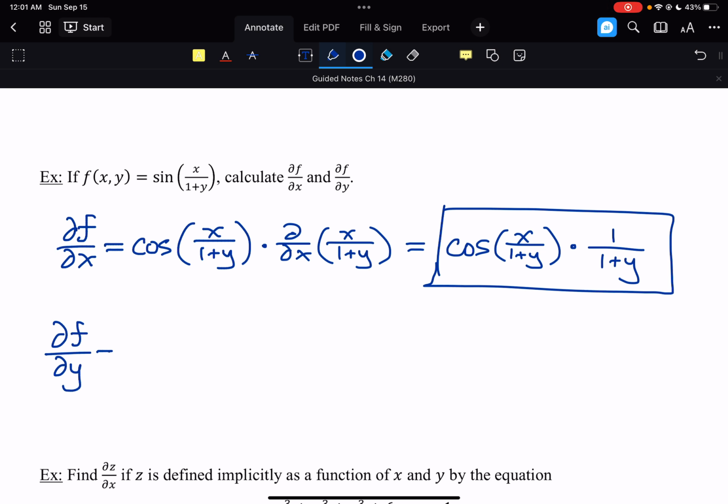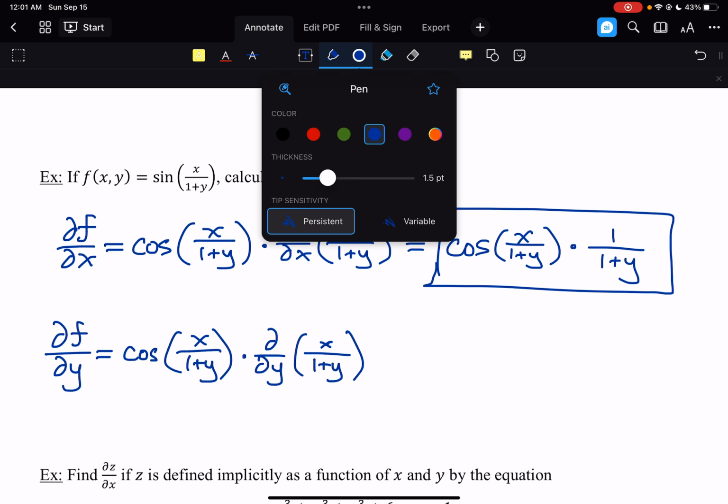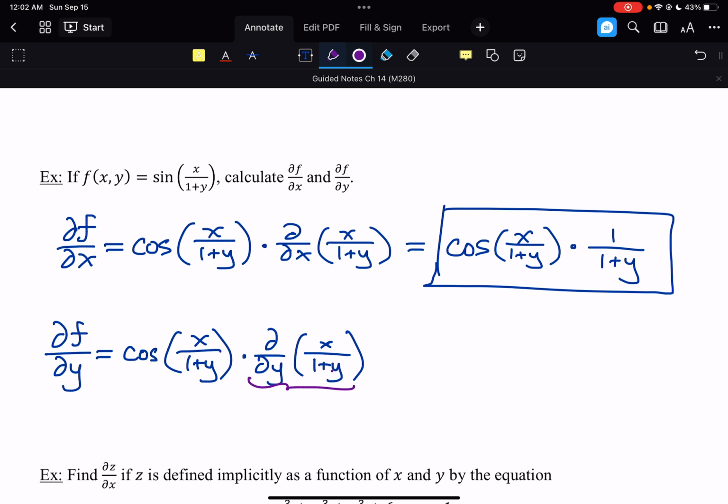For partial f with respect to y, we'll again take the derivative of the outside function. So that is, again, cosine of x over 1 plus y times partial with respect to y of x over 1 plus y. Now this one's not quite as straightforward because we're differentiating with respect to y. So x is a constant, but y is in the bottom of the fraction. So we need to rewrite this a little bit. So we're going to take partial with respect to y. This is x times (1 plus y) to the negative 1.